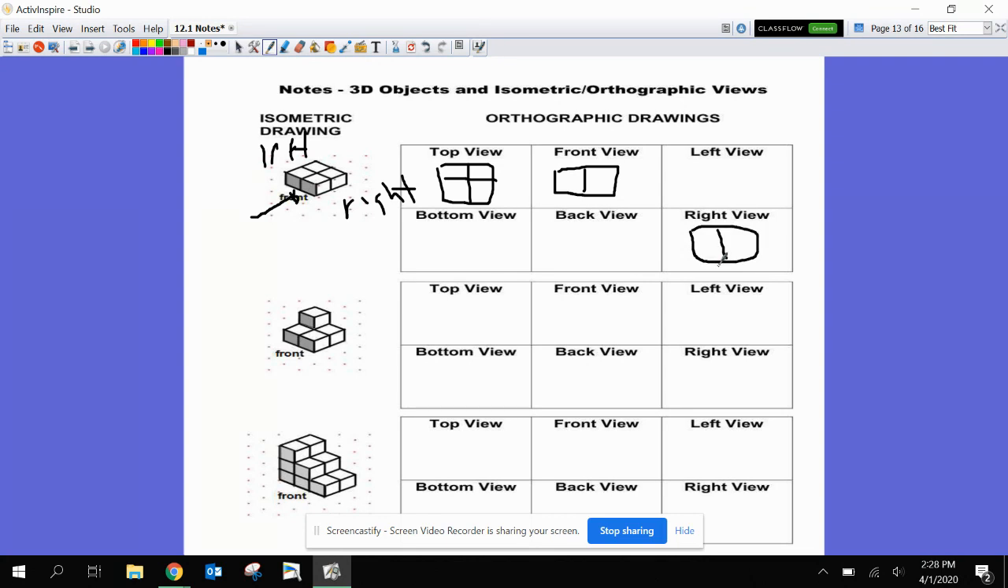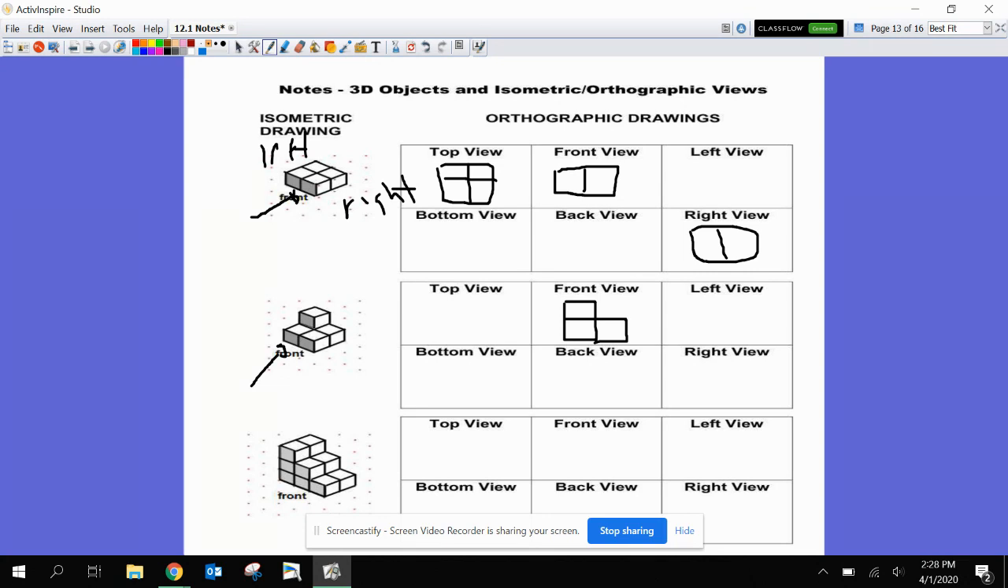All right, so let's just do a couple more of these. Let's just do some quick views there. If we look at this figure from the front, we should have on the left side of our diagram two squares stacked on top of each other like that. And then there should be a single one next to it. So that's going to be my front view.